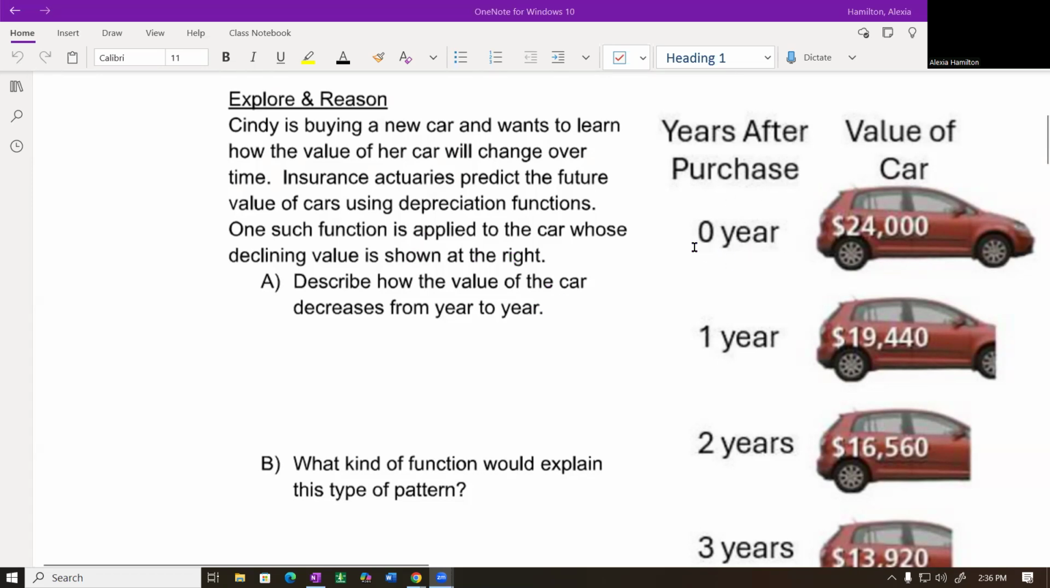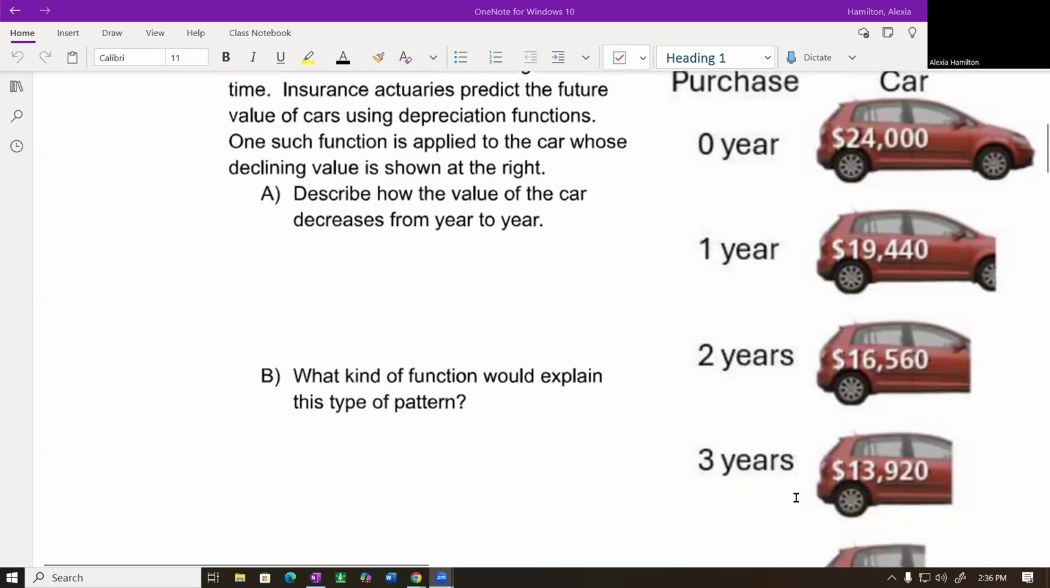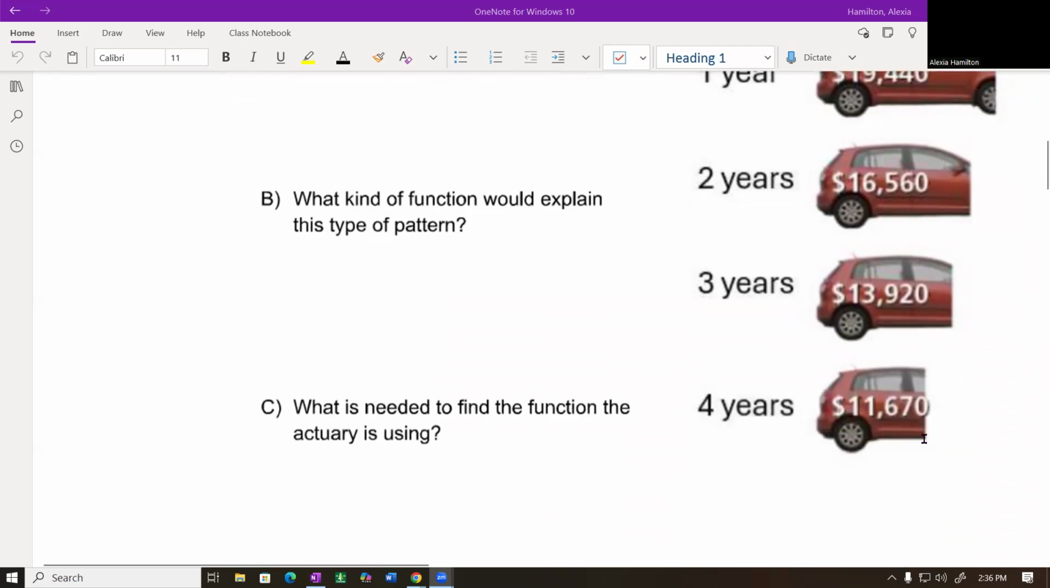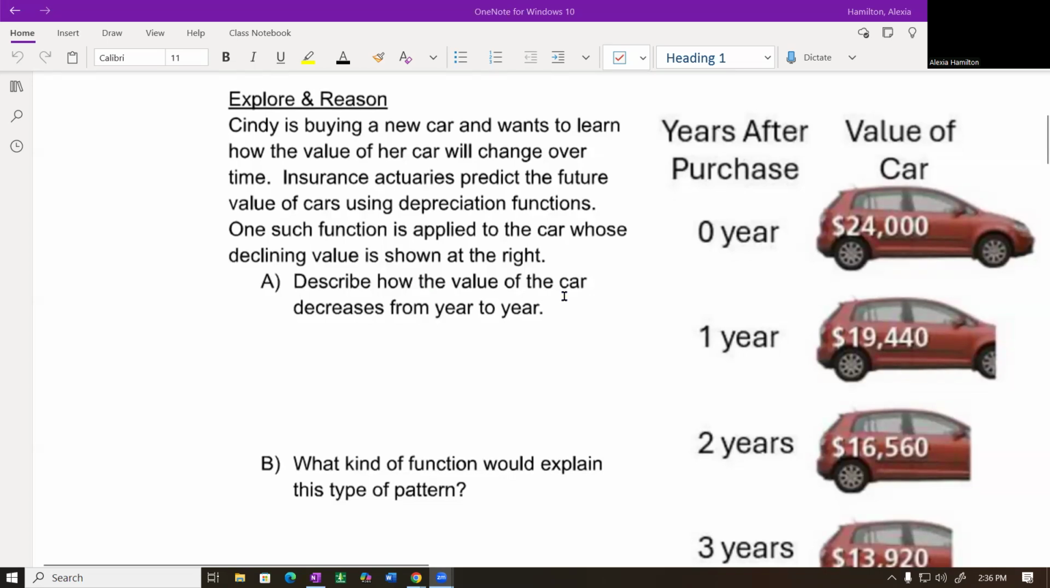So years after purchase, 0 years, the value of the car is 24,000, meaning that when Cindy bought the car its value was $24,000. After 1 year of owning the car, the value was only $19,440. After 2 years, it dropped down to $16,560. 3 years after owning the car, the value was $13,920. 4 years is $11,670. So, describe how the value of the car decreases from year to year.